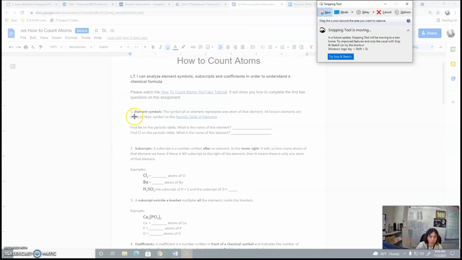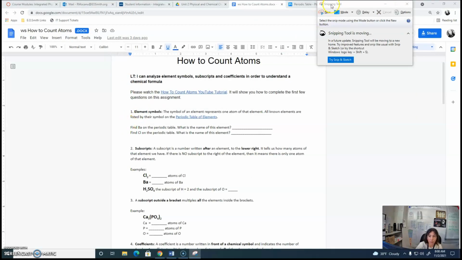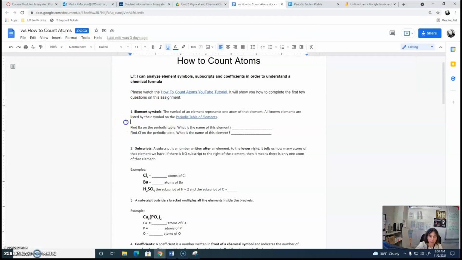So you would write that down in that part of the problem. So let me do that for you guys, just setting an example of how you do that. So you just write barium right here. Okay.